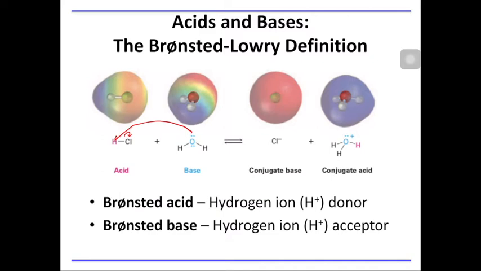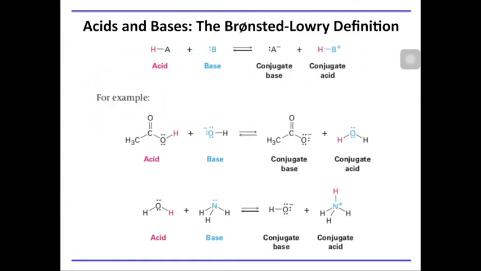In the Bronsted-Lowry definition, we have terms like acid, base, conjugate base, and conjugate acid. The most common representation of an acid-base reaction based on the Bronsted-Lowry definition is this one. Your acid is designated as HA and the base is designated with B with the lone pair. The base removes the hydrogen of the acid, thereby forming a conjugate base and a conjugate acid.